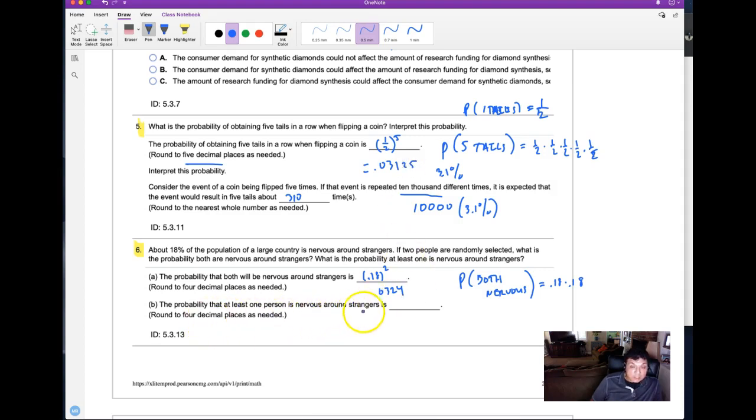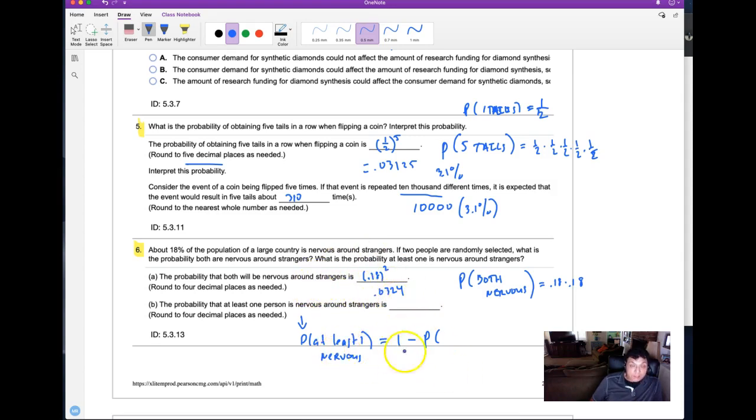The probability that at least 1 is nervous around strangers is an important question here. Now, out of these 2, what we learned in lecture is the probability of at least 1 is 1 minus that. Let me clarify this here. The probability of at least 1 being nervous. Not that 1 is nervous, but at least 1. So that could be 1 person or both people. We know the probability that both are nervous is 0.034.